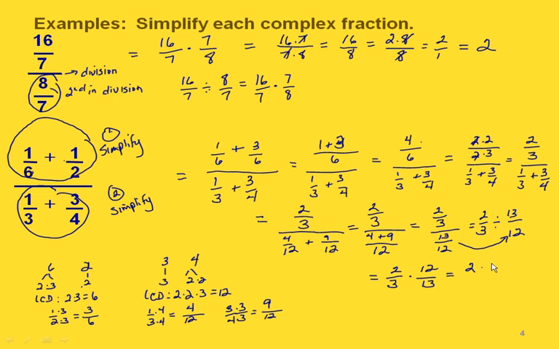Okay, so now we have 2 times 12 and 3 times 13. And let's write out our prime factorization of 12, which is 2 times 2 times 3. Because we have a 3 on the bottom, we can cancel those 3s. That gives us 2 times 2 times 2 over 13, or 8/13. And that is our final answer.